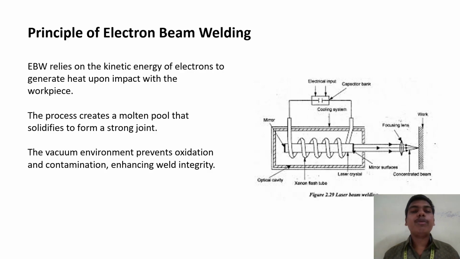Principle of electron beam welding. This welding, also known as EB welding, uses the kinetic energy of electrons to generate heat upon impact with the workpiece. This process creates a molten pool that solidifies to form a strong joint. In electron beam welding, the vacuum environment prevents oxidation and contamination, enhancing weld quality.